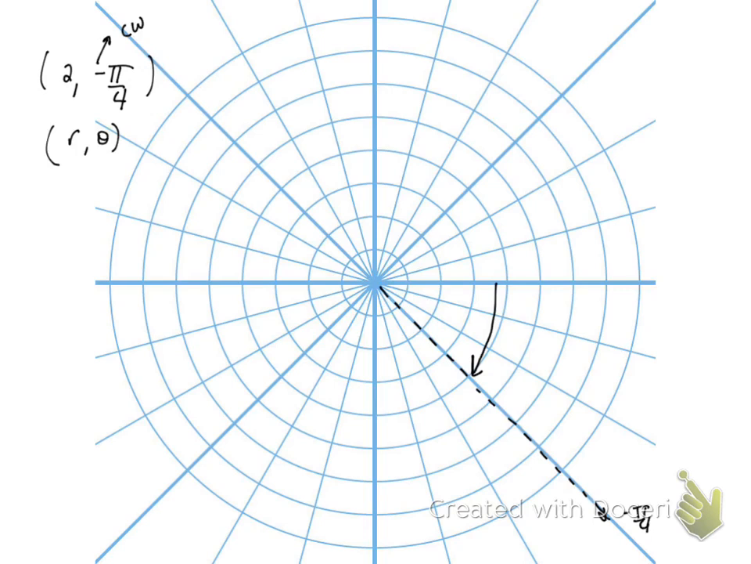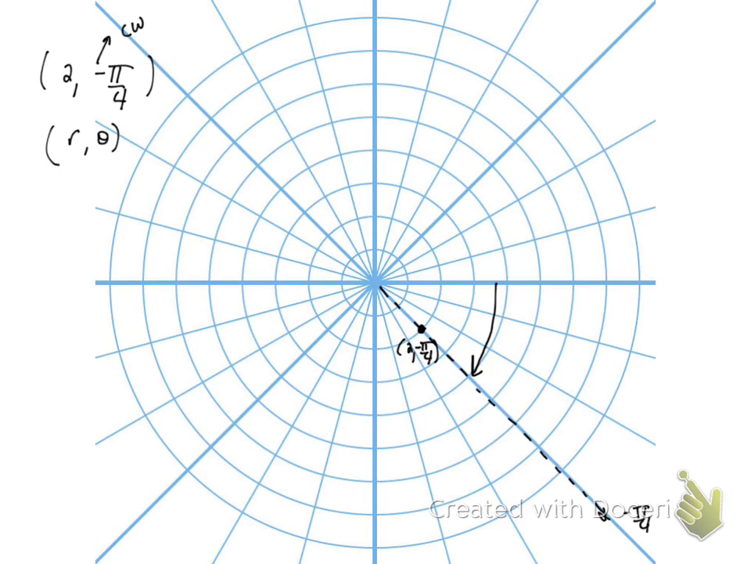And so since the 2 is positive, we're going to move directly onto our dotted out negative pi fourths here, and we're going to count 2 circles out. So let's see, that would be 1 circle, and then 2 circles out would put my point right here. So this is the point 2, negative pi fourths.